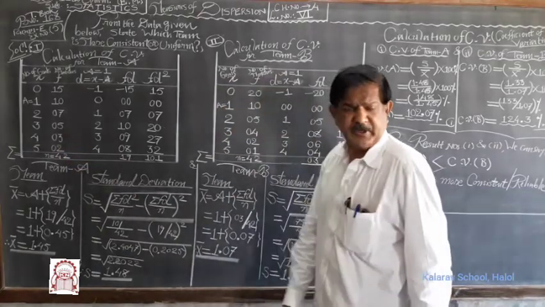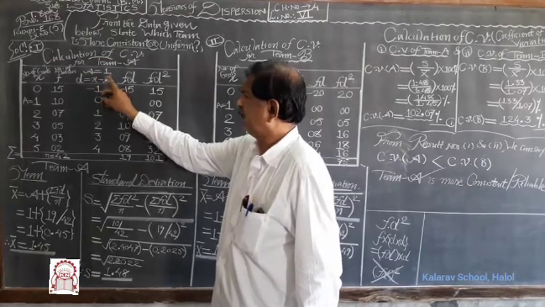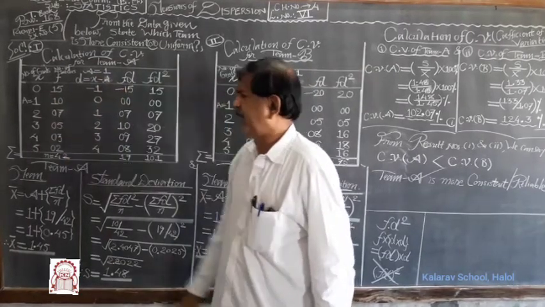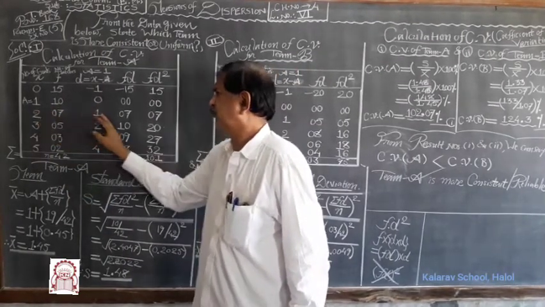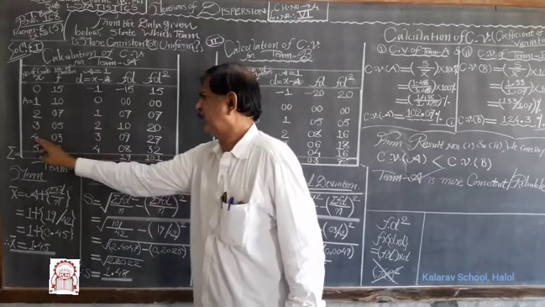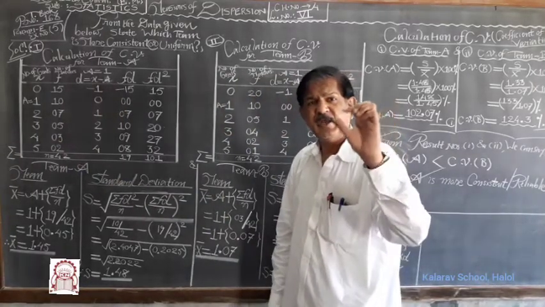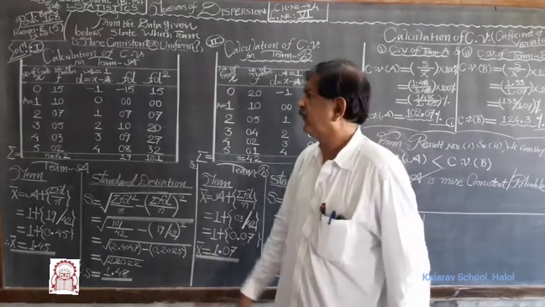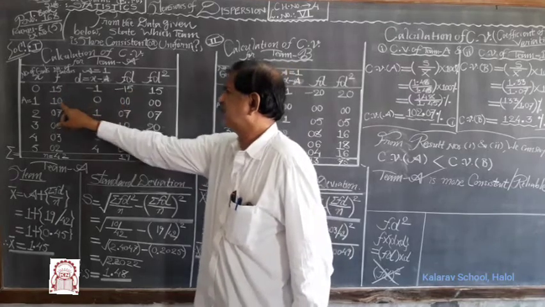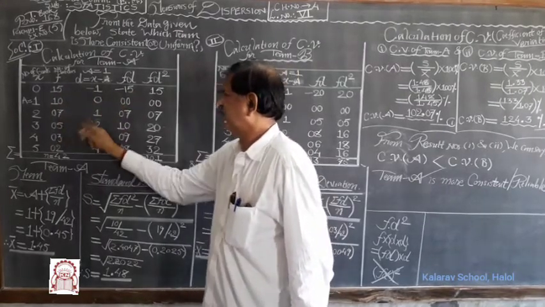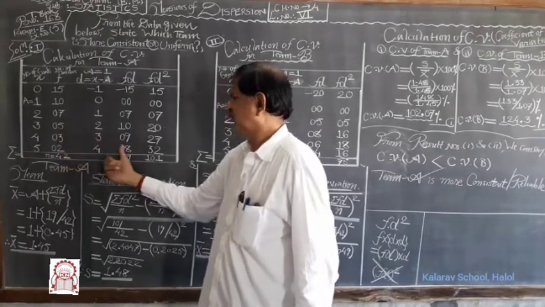Then take the deviation d equal to x minus A, capital A equal to 1. Assume any one value from x, assume 1. 1 minus 1, 0. 2 minus 1, 1. 3 minus 1, 2. 4 minus 1, 3. 5 minus 1, 4, etc. Then multiplication of f and d: frequency should be multiplied with d. 15 into minus 1, minus 15; 0 multiplied by any number, 0; 7 into 1, 7; 5 2s are 10; 3 3s are 9; 2 4s are 8.